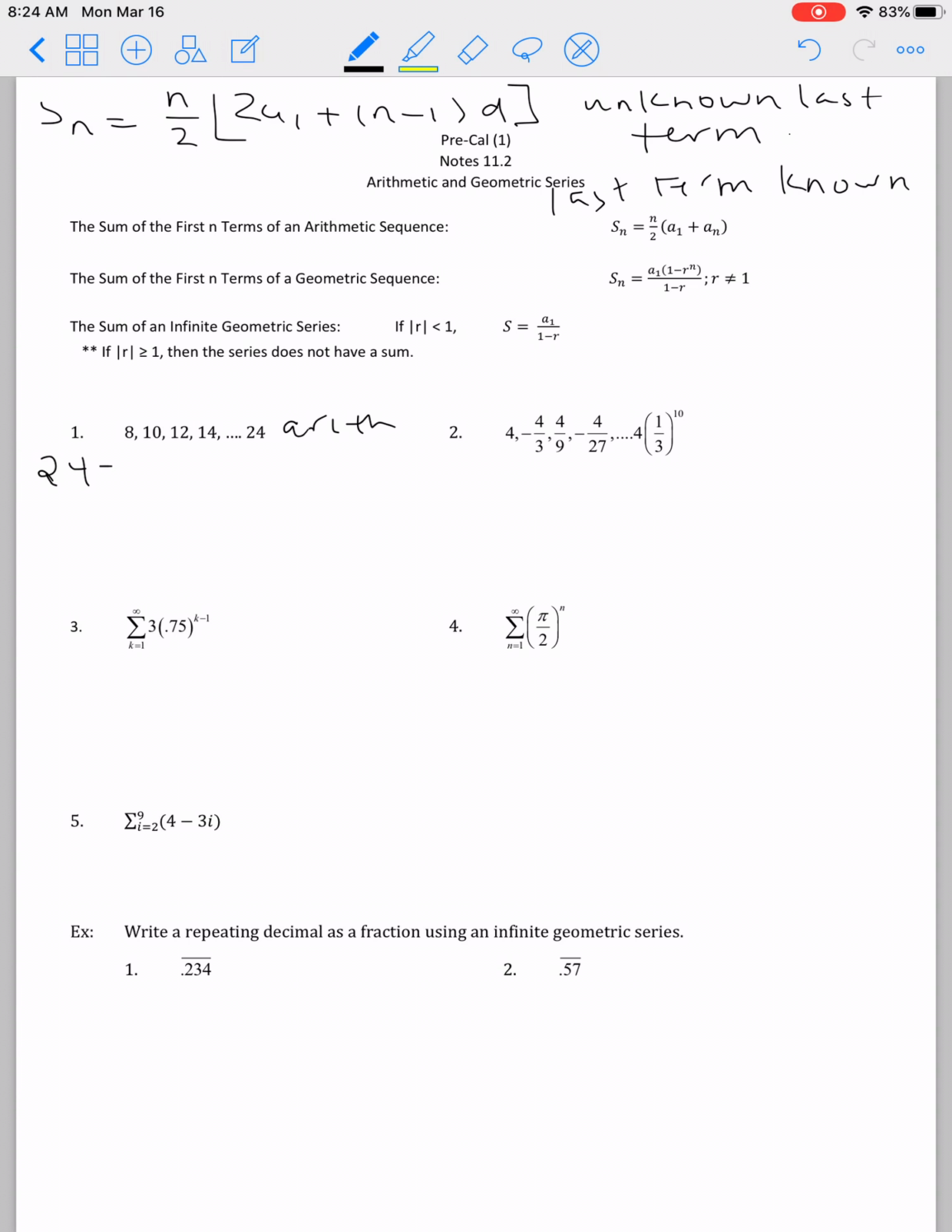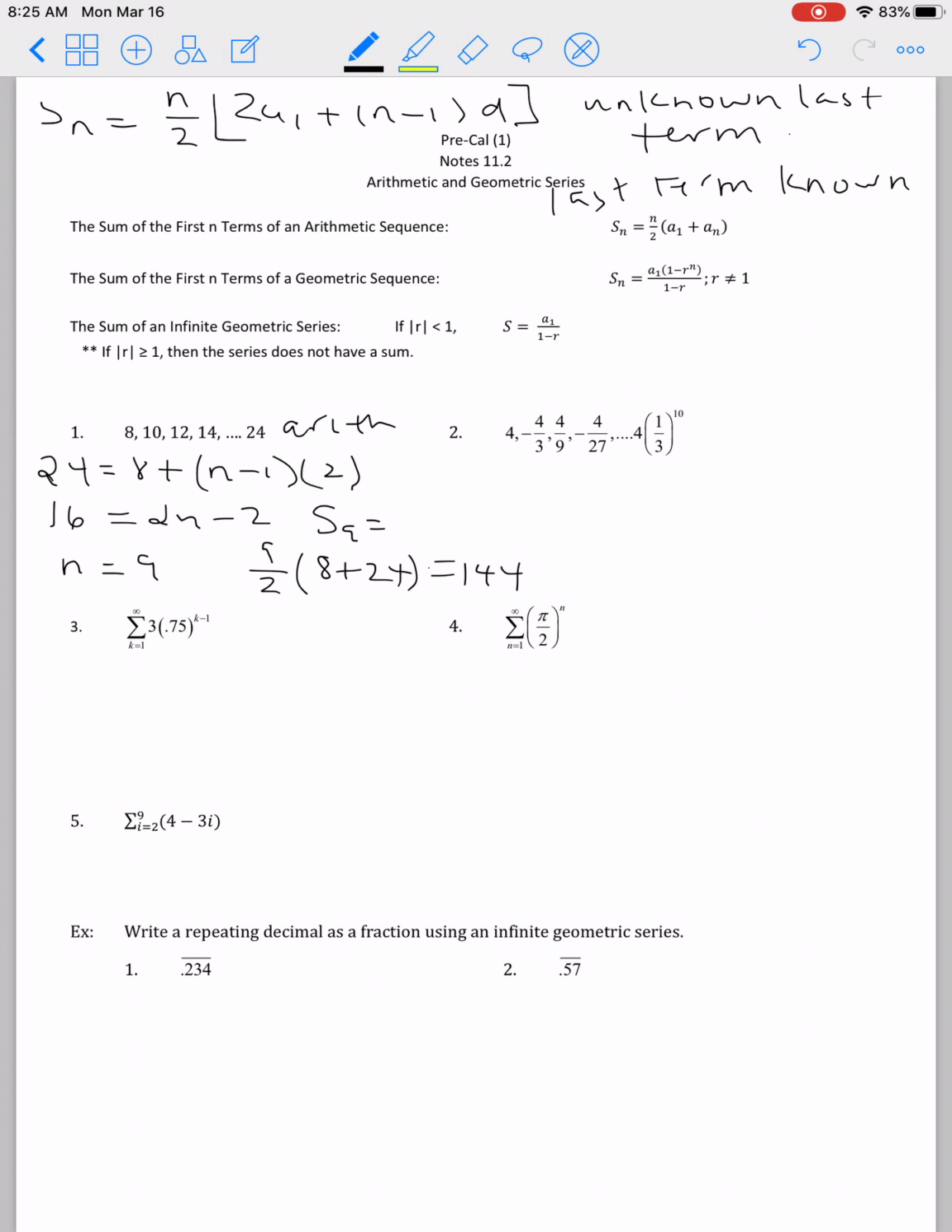So 24 equals 8 plus n minus 1 times the common difference, which is 2. If I subtract the 8, 16 equals 2n minus 2, and if I add 2 and then divide by 2, there are 9 terms. So to find the sum of the 9 terms, I'm going to put 9 over 2 times first term 8, sorry, times 8 plus last term 24, and the sum of that is 144.